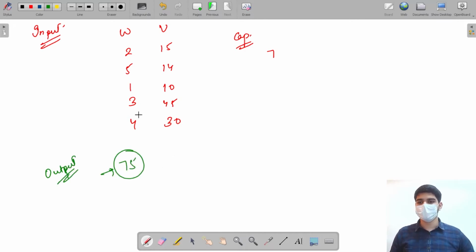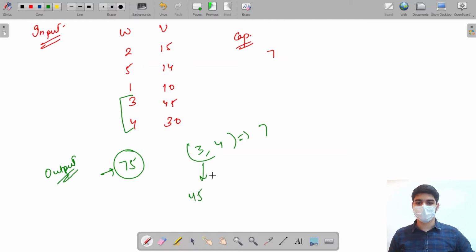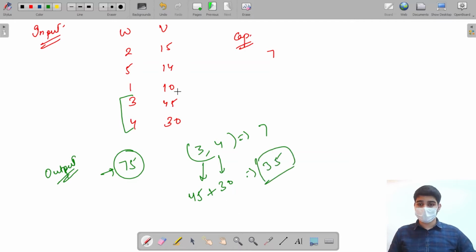This is by using these two items of 3 and 4 weight. So the weight is equal to 7, and if we look at the values, which is 45 and 30, if we add them both, we get 75. Of course, there are other sets which fall under the category that they sustain the capacity of the bag, but this is the set which has the maximum value out of all of them, right?